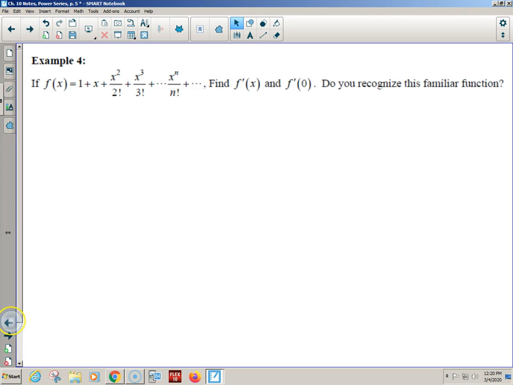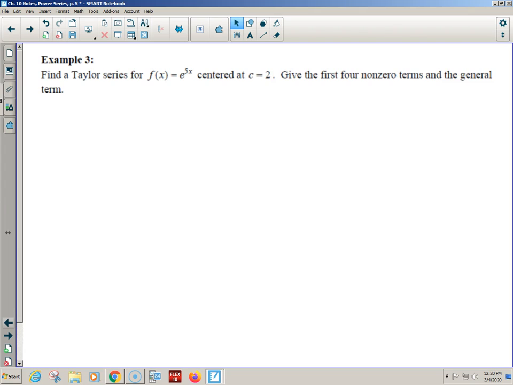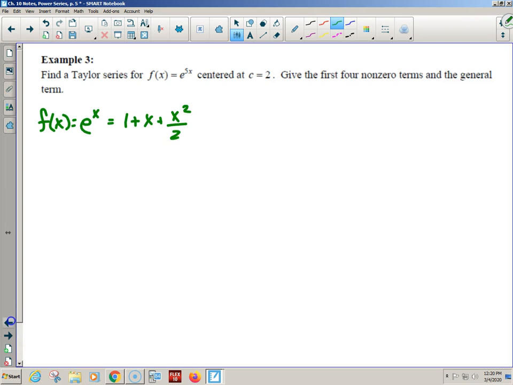Okay, this one. Wait, pause. This one looks pretty straightforward, right? Because if you know your Endeavor card, you should be able to know this guy's power series, right? X squared. And what about that 5x? Just throw that in. You can just get it.